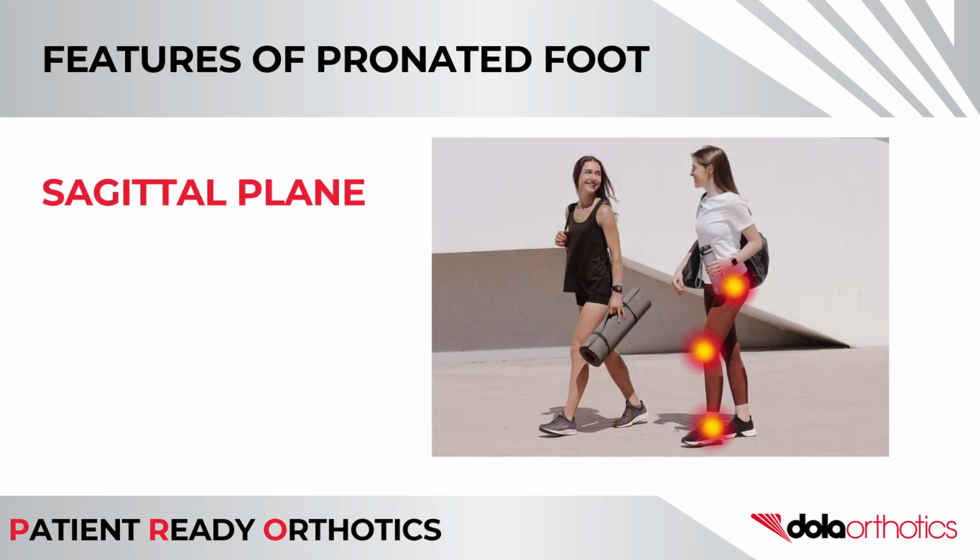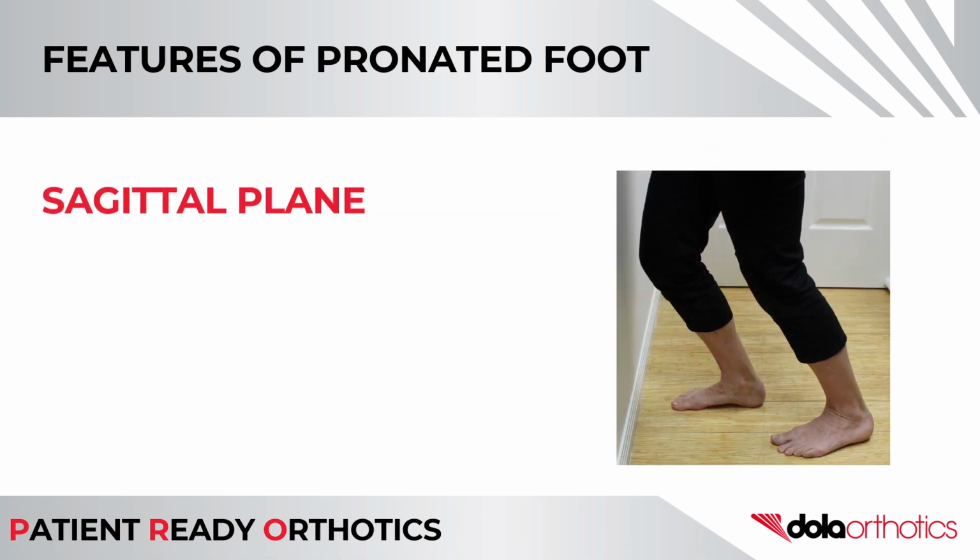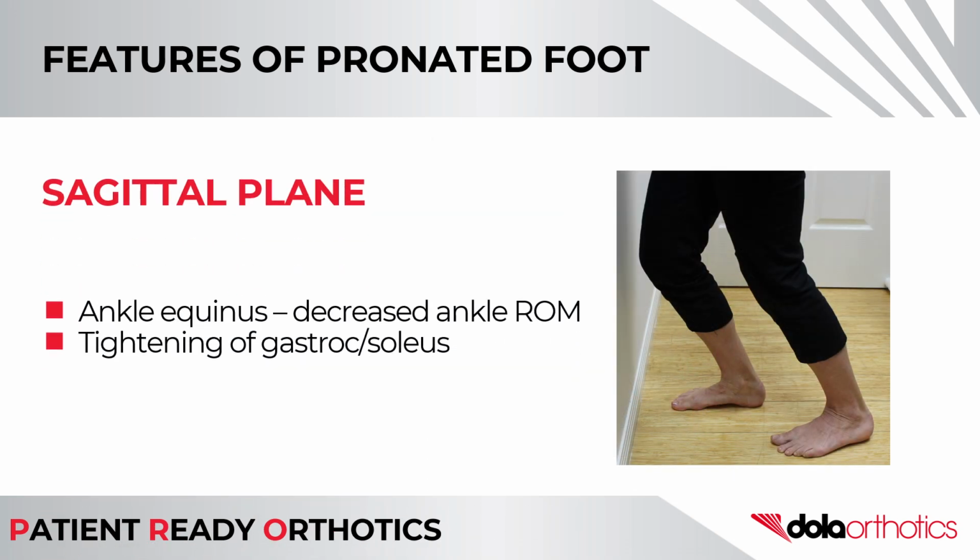The foot may present with a primary ankle equinus, with proximal and distal compensations at the knee, hip, subtalar joint, and mid-tarsal joint. On assessment, there is a reduced non-weight-bearing ankle range of motion and reduced weight-bearing ankle function. A sagittal plane block at the ankle, or an ankle equinus, is a decreased ankle range of motion due to tightening of the posterior structures, including the gastrocnemius or soleus.